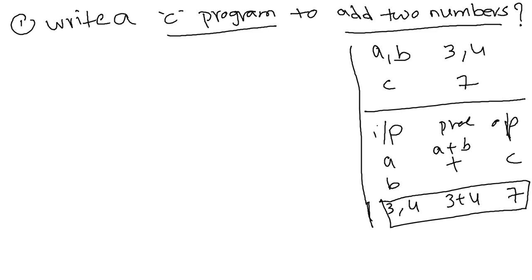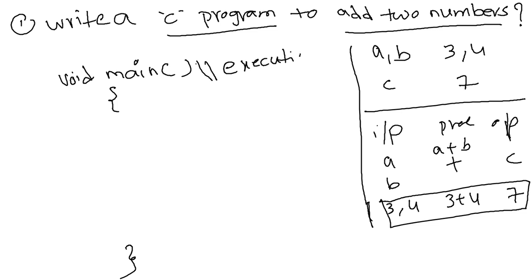So first step, whenever anybody asks to write a C program, the first step is to put a main. After that, open curly brace and close curly brace, and you put void because I am not returning any values. First step is main. Why we require main? C program execution will start from here.